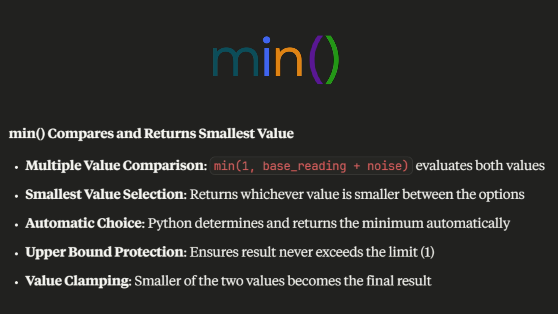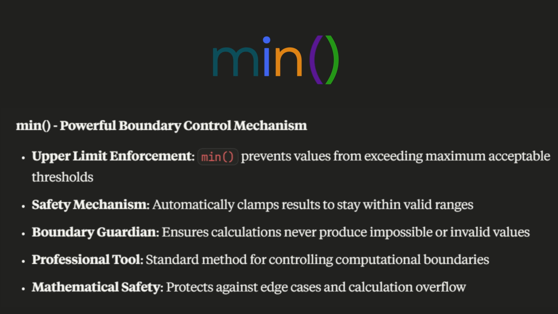We want to focus on the min function here because we haven't covered this yet in the course. The min function compares multiple values and returns the smallest one. It's Python's tool for enforcing upper limits and preventing values from exceeding maximum thresholds.